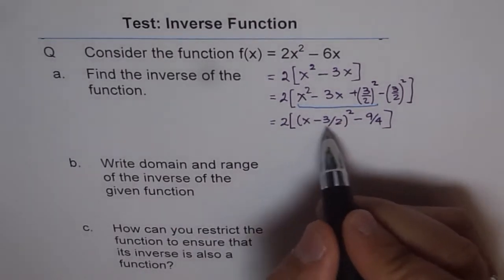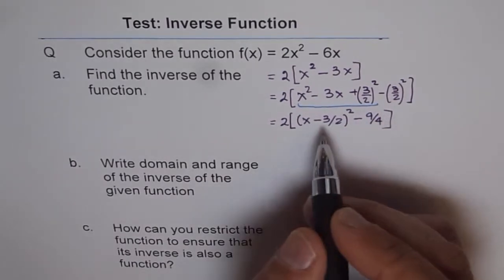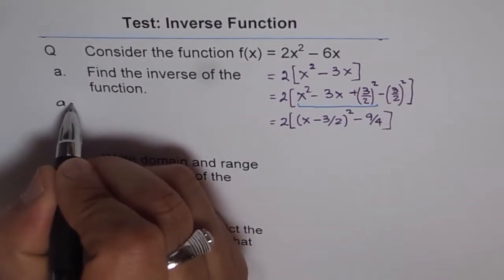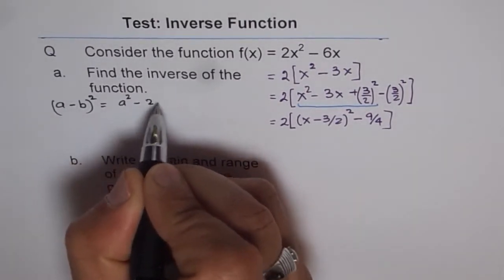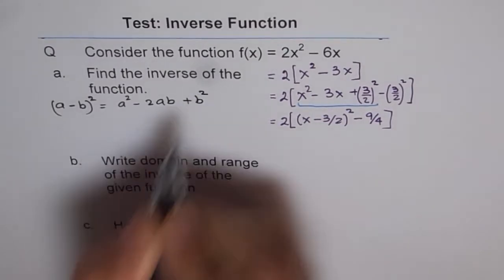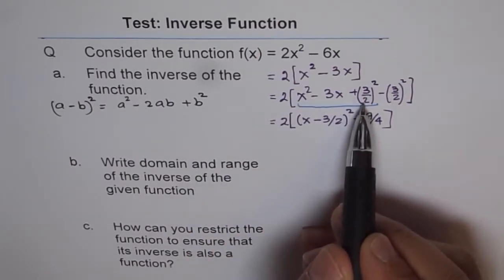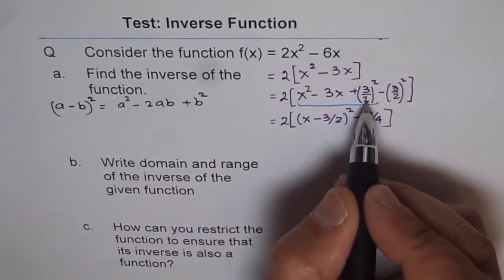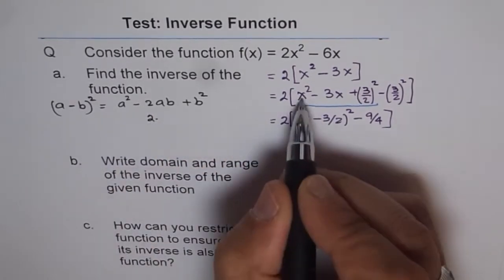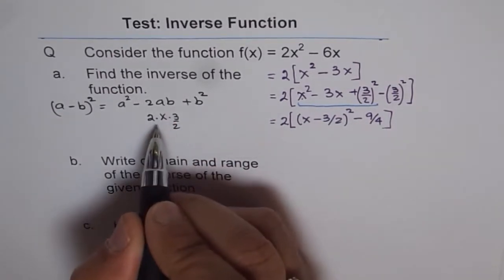Now, if you are wondering how to get this, one thing you should remember, what is the a minus b whole square formula? Let me explain it here. If we have a minus b whole square, it is a square minus 2ab plus b square, correct? Now you will see here, a is x for you, think like that, and b is 3 over 2. Now what is 2 times x times 3 over 2? It is 3x.